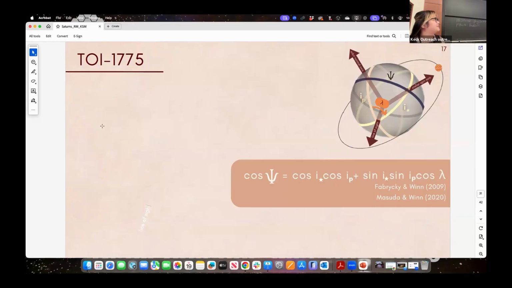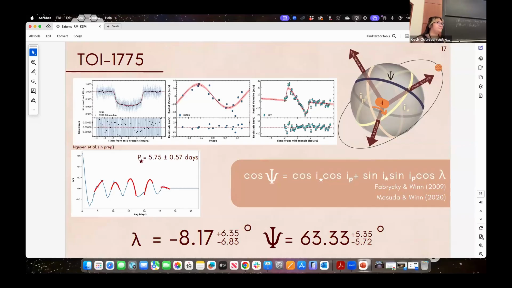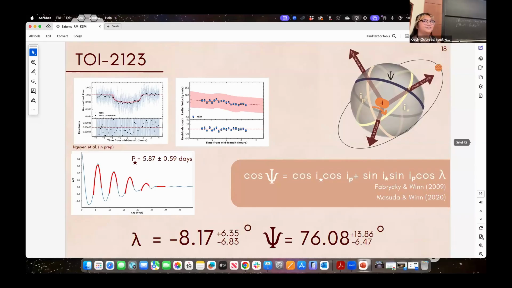However, we can actually calculate psi for these planets. Since TOI-1175 displays stellar activity, we're able to use the TESS light curve to find that it has a stellar rotational period of about 6 days, and then use Masuda and Winn 2020 in order to calculate the stellar inclination, and then use Fabrycky and Winn to calculate psi. And we actually found that TOI-1175 was misaligned. Likewise, we performed the same measurement for TOI-2123 and find that TOI-2123 is also misaligned.